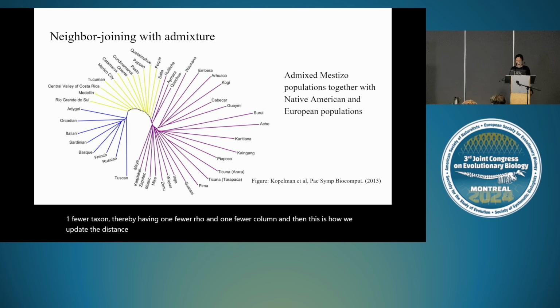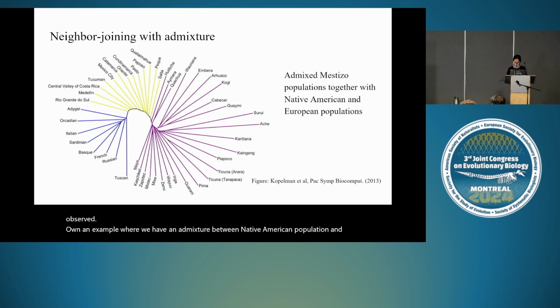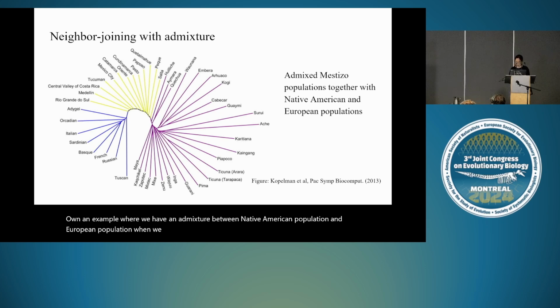So what is admixture? Admixture happens when two populations interbreed to produce a third population. This phenomenon can be empirically observed, as shown in an example, where we have an admixture between a Native American population and a European population. When we use the neighbor joining algorithm to infer trees of populations with admixture, we need to account for this additional structure because it changes the input distance matrix. It basically creates an additional structure in the input distance matrix.